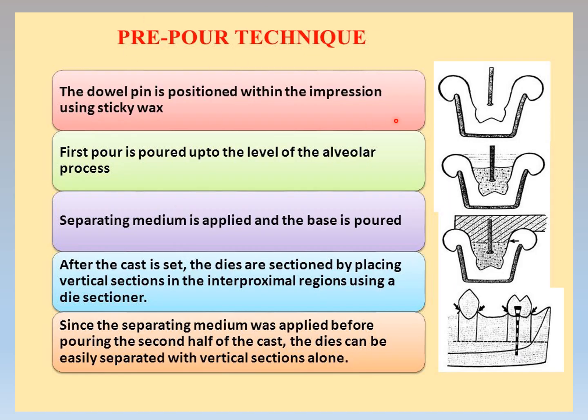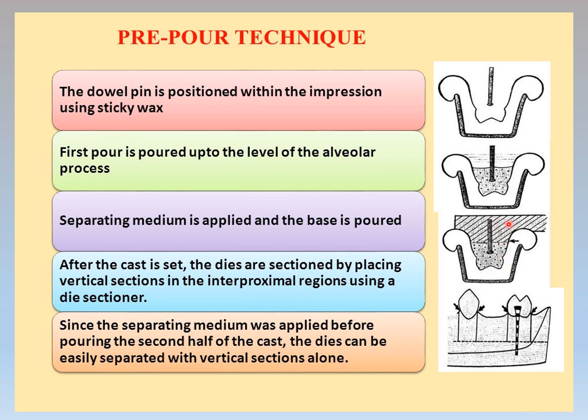Coming to the pre-pour technique, guys. So in short, this is known as a dolphin, right? The dolphin is positioned within the impression using a sticky wax. The first pour is poured up to the level of the alveolar ridge. Separating media is applied. After the cast is set, the die is sectioned.